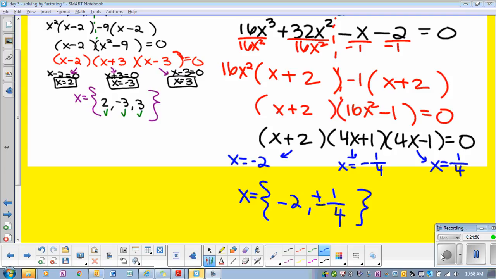How many solutions do we have? 1, 2, and 3, right? It matches my biggest exponent, so we're good. We found all of our solutions.